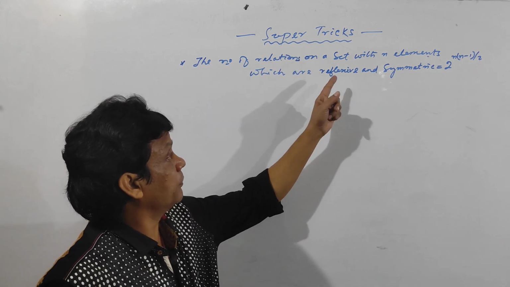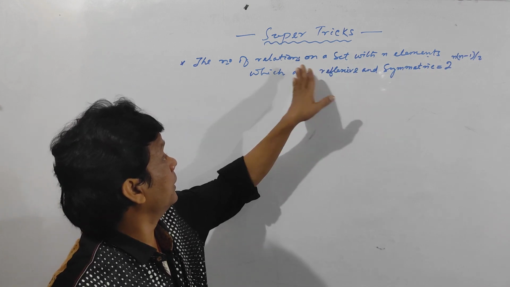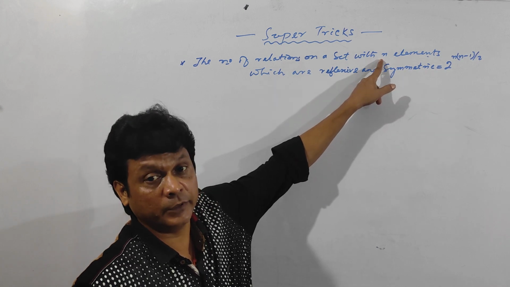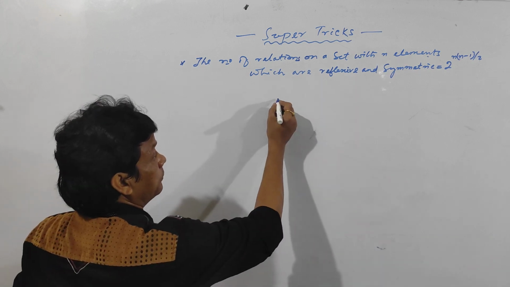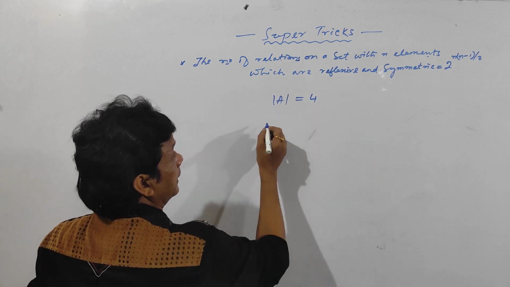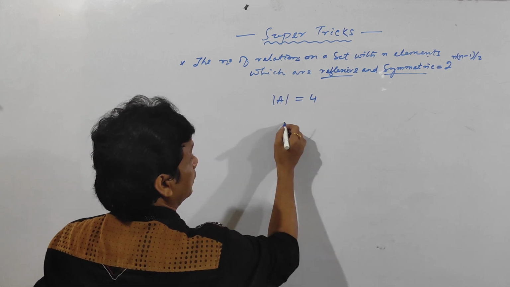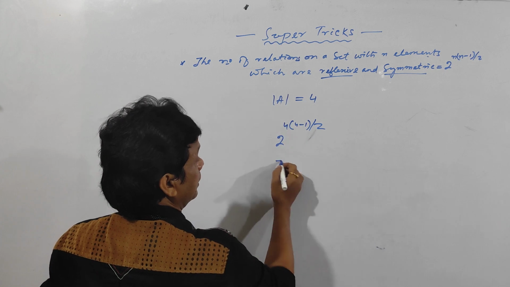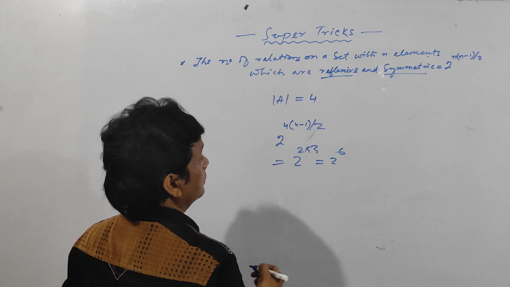So here, combined relations. You want to find out the number of reflexive and symmetric relations. That means you have to find out the relations which are both reflexive and symmetric on a set containing n elements, and it is equal to 2 to the power n into n minus 1 by 2. So, if the cardinality of A is equal to 4, then the number of relations which are both reflexive and symmetric is equal to 2 to the power 4 into 4 minus 1 divided by 2. 2 and 4 cancel out. It becomes 2 to the 2 into 3, which is equal to 2 to the power 6. Clear?